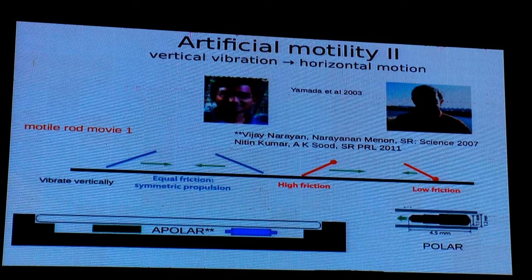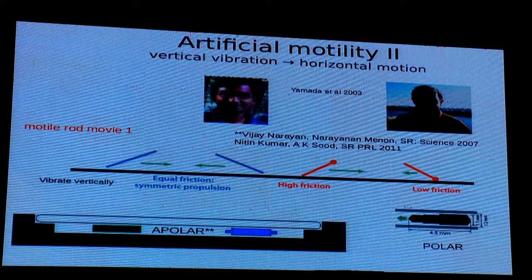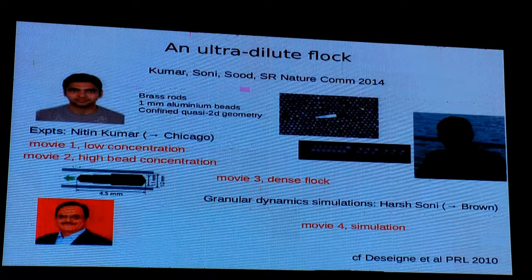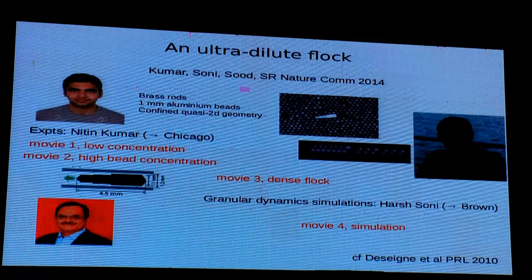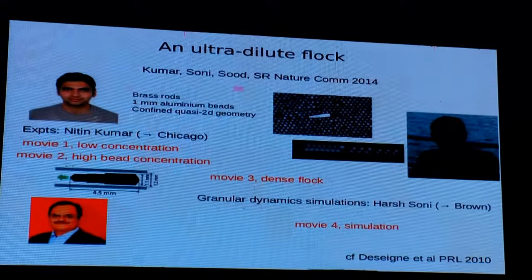Thereafter, we decided to study mixtures of these kinds of particles and round particles. So a group at ISC studied a collection of little rods like this surrounded by a bunch of beads. In those experiments, the rods were brass and the beads were aluminium. These are all big objects, 5 mm long, 1 mm thick.